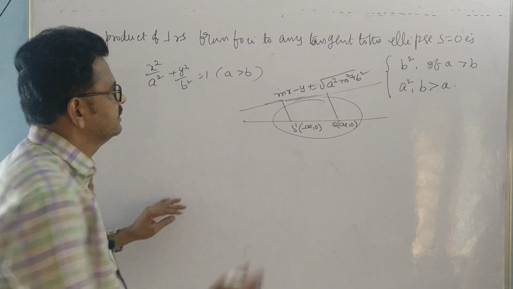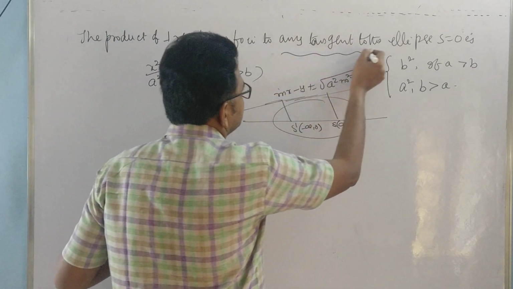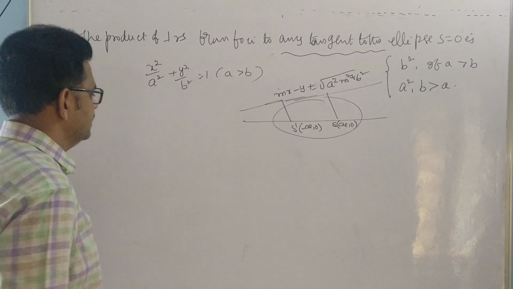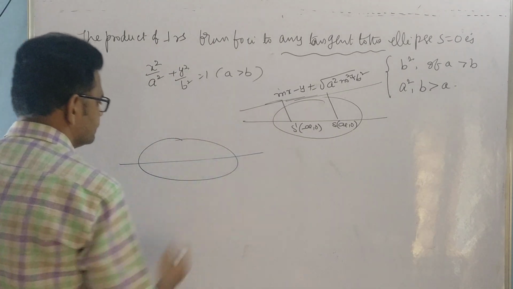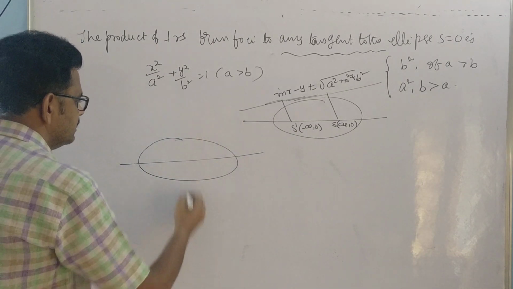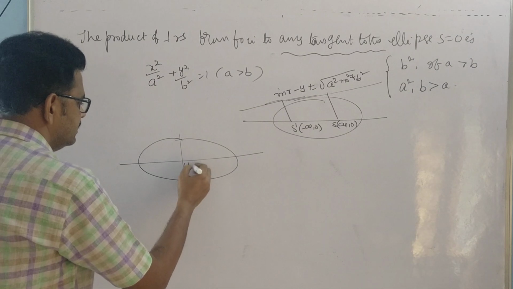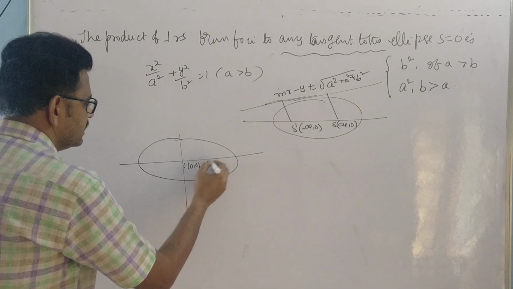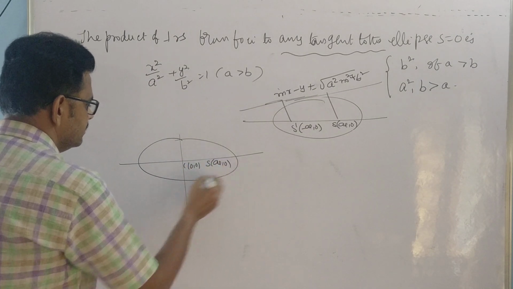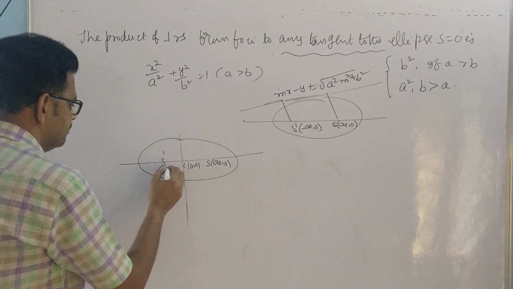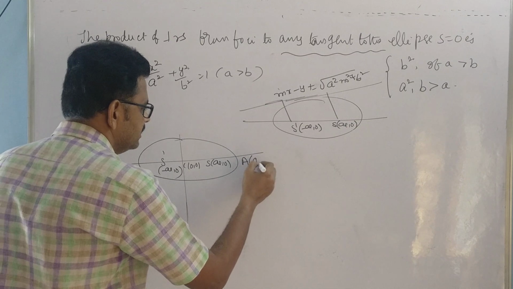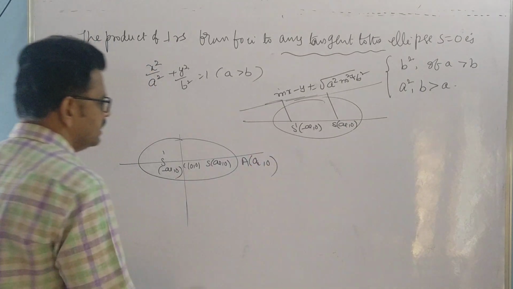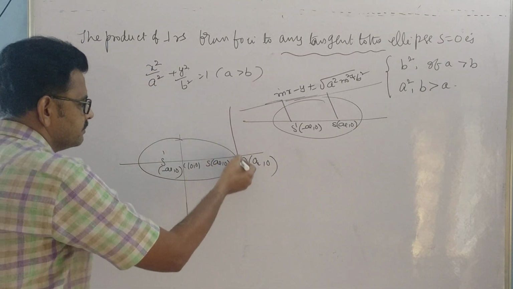So I am taking a very simple one: any tangent to the ellipse. Now I am taking the tangent at the vertex. This is the center (0, 0). This is the focus (a, 0) and this is s dash (minus a, 0). This is (a, 0) at the vertex. Now I can draw a tangent at the vertex.